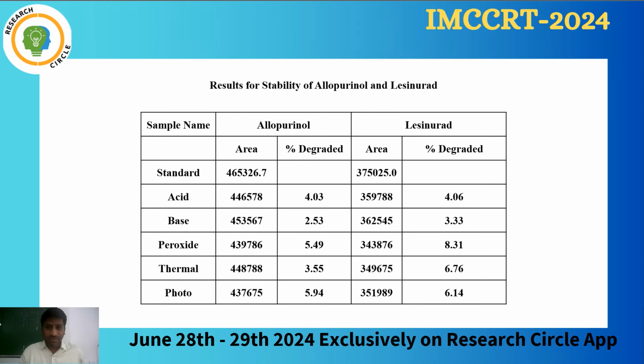As per ICH guidelines, up to 10% degradation is acceptable. So all the degradation values are less than 10. So allopurinol and Lesinurad are stable under all those conditions.